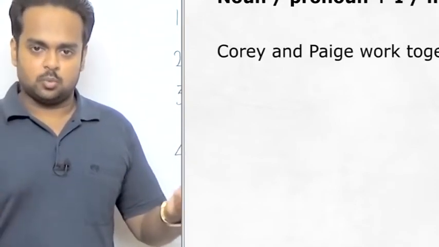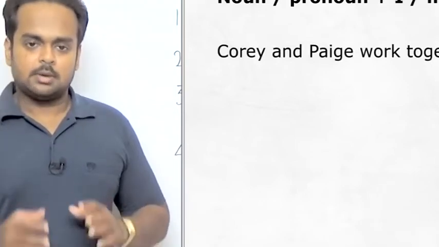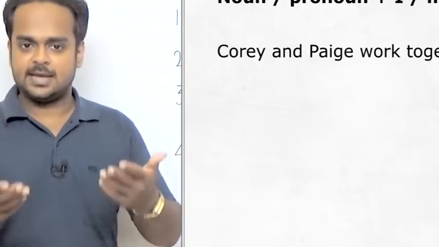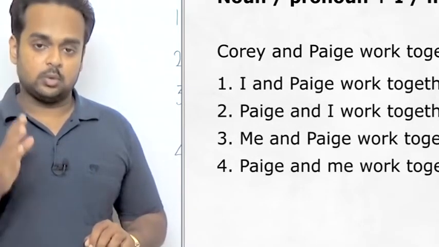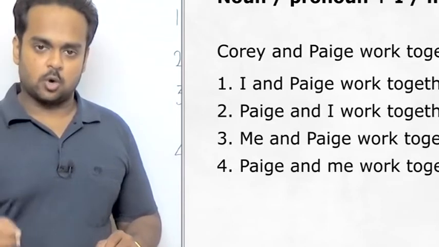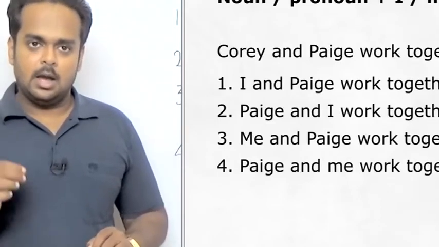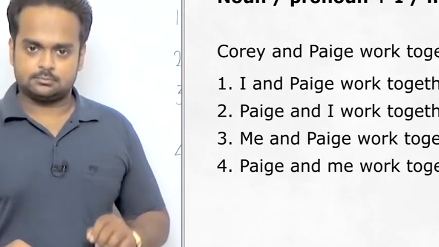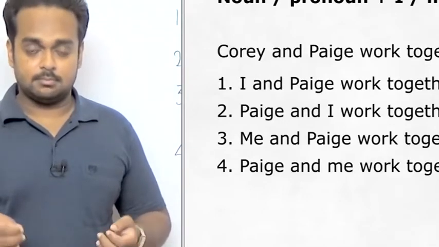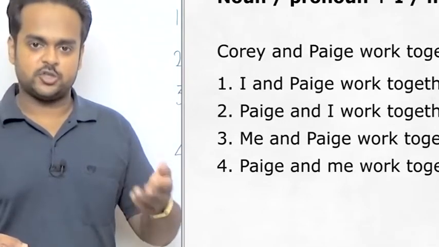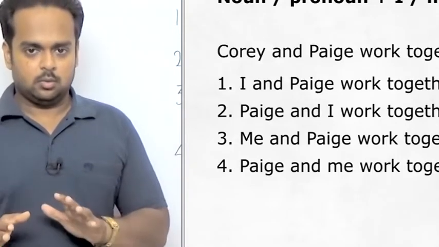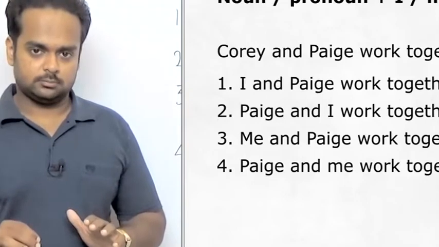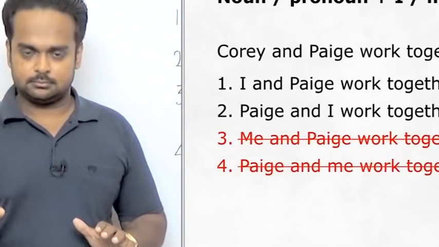For example, we know that Corey and Paige work together. But let's say that Corey wants to say this sentence. I have four options on the screen, and I would like you to tell me which is the correct way to say it. I and Paige work together. Paige and I work together. Me and Paige work together, or Paige and me work together. Which is correct? Well, here we need a subject pronoun, so we cannot use me.